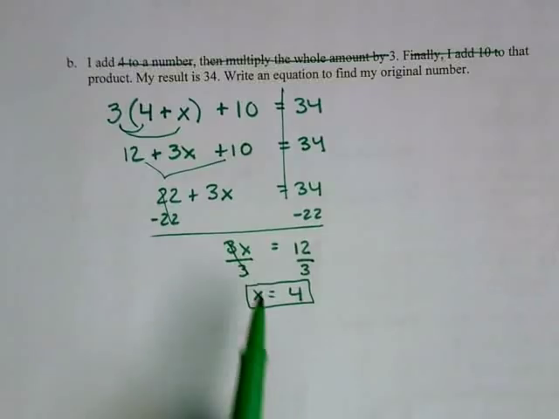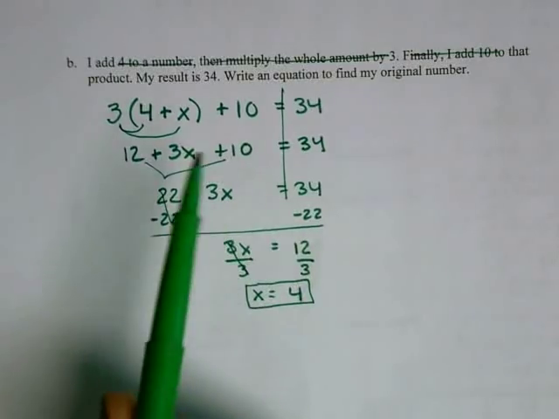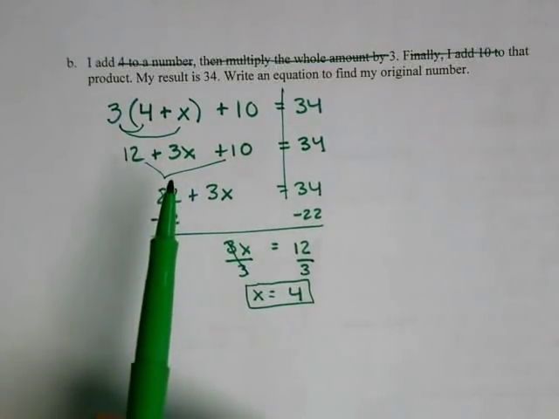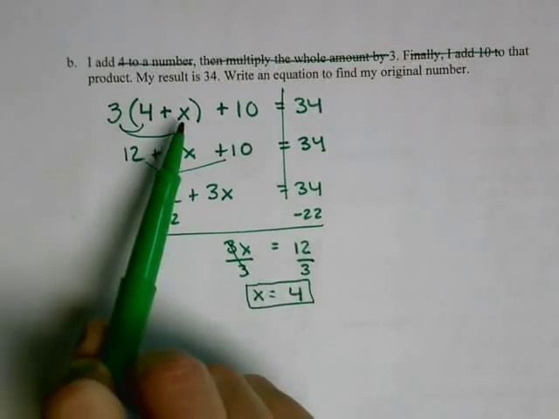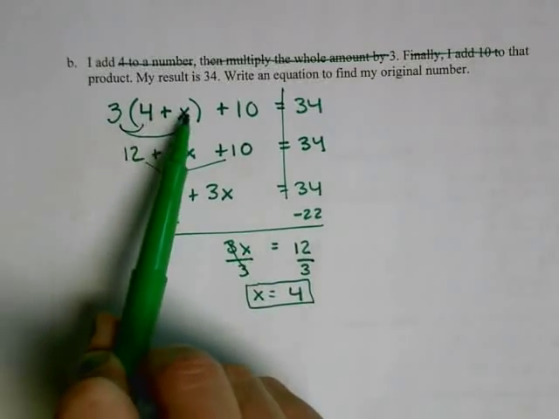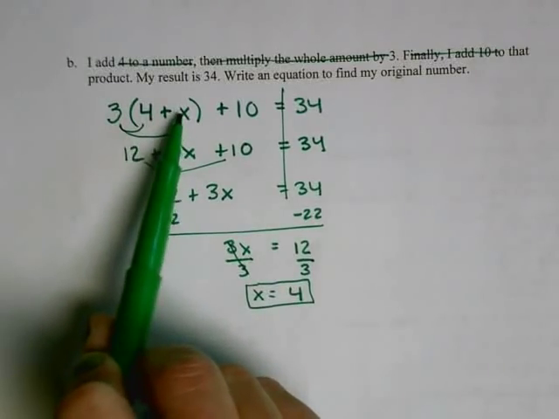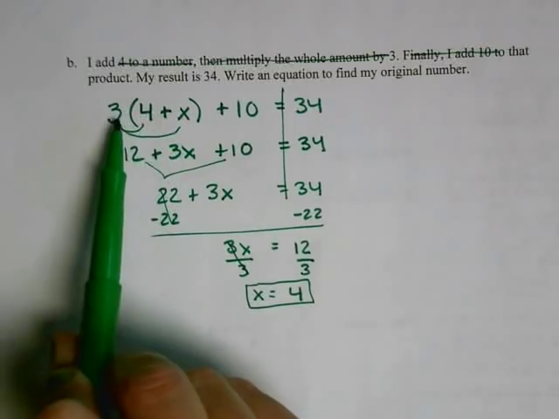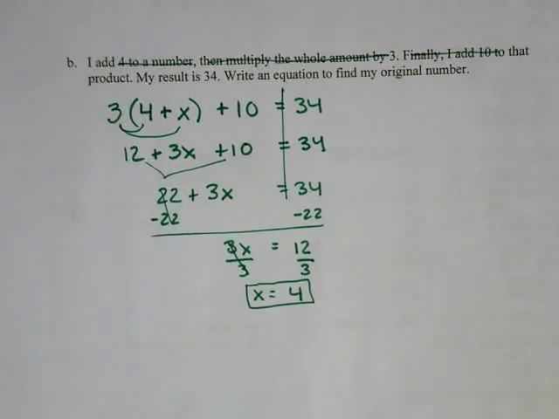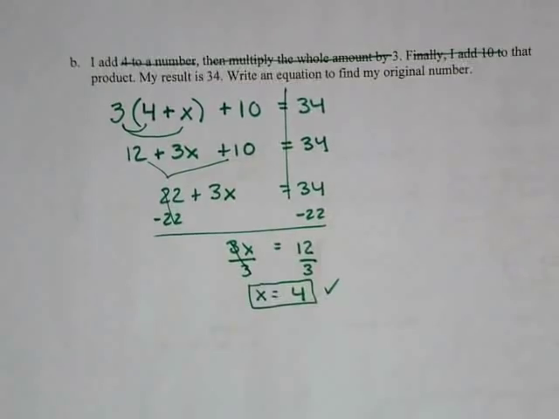Now, for both of these, should we be plugging them back in at the end just to make sure they seem accurate? 4, if I put that in for x, what is 4 plus 4? 4 plus 4 is 8. That's 8 times 3, 24, plus 10, 34. Looking good. All right, so those are a couple of examples of writing equations that would then lead you to need to just simplify before you solve. All right, that's the end of this video.